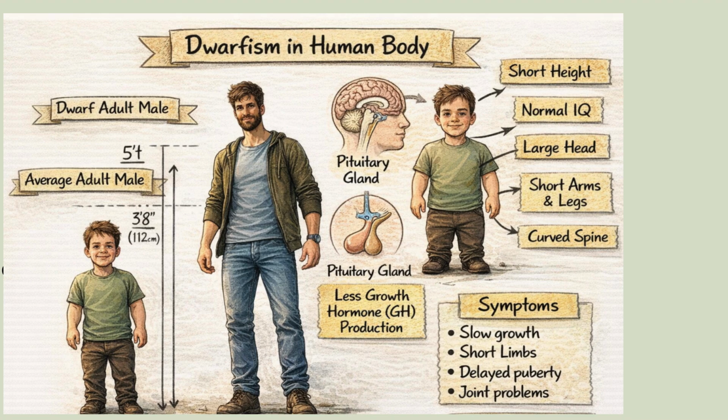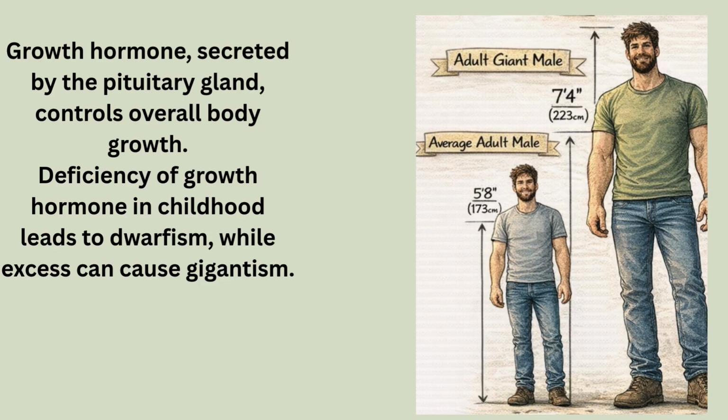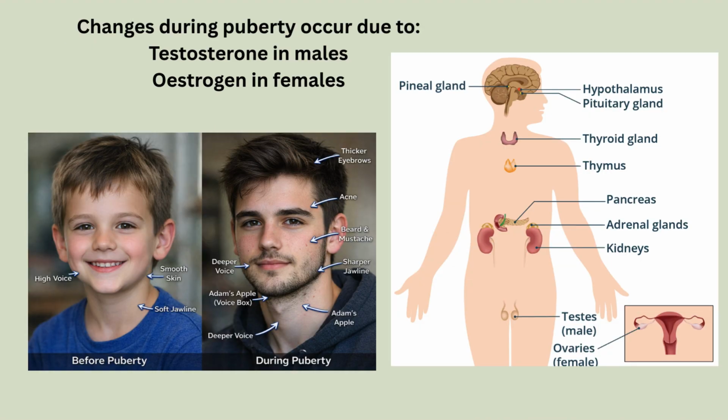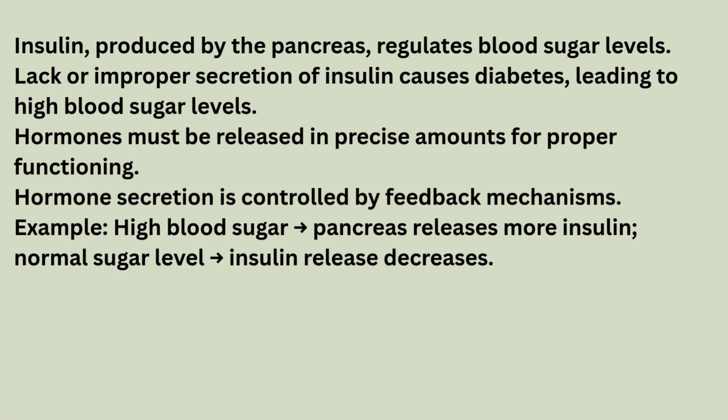Now, the growth hormone secreted by the pituitary gland controls overall body growth. The deficiency of the growth hormone in childhood leads to dwarfism, while the excess can cause gigantism. Changes during puberty occur due to testosterone in the males and estrogen in the females. Insulin produced by the pancreas regulates blood sugar levels. Lack or improper secretion of insulin causes diabetes, leading to high blood sugar levels.